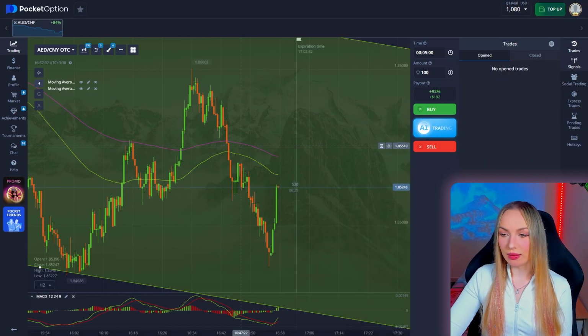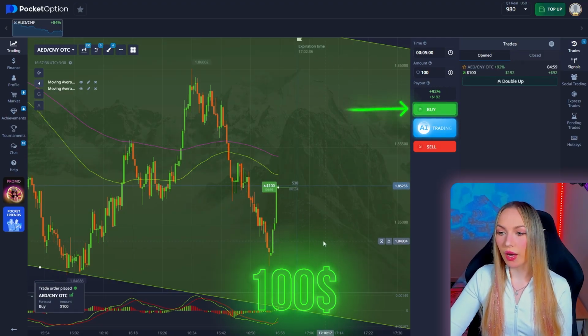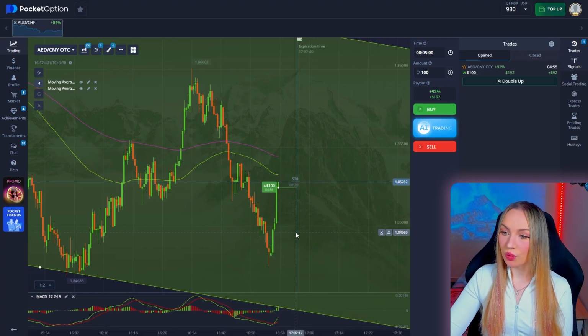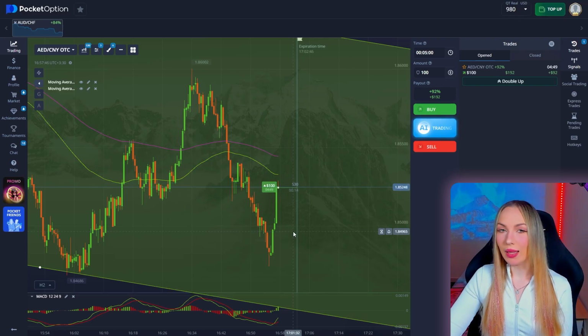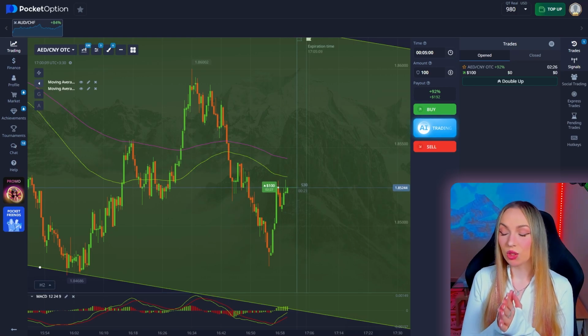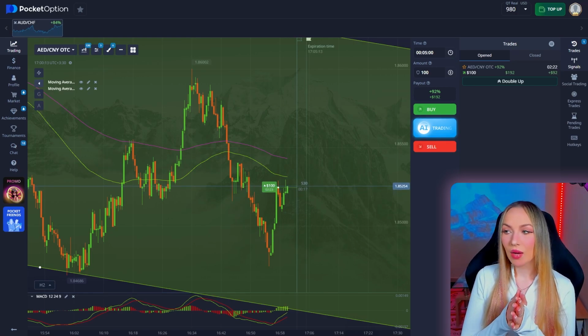AUD/CNY has formed the signal to open the trade in the upward direction for 5 minutes. I entered, but to tell the truth, it's a very risky trade, and soon I'll explain why. Let's wait a little bit here. Half of the time passed, the price is right at the point where I entered, and now I think I can explain why it's a bad trade.